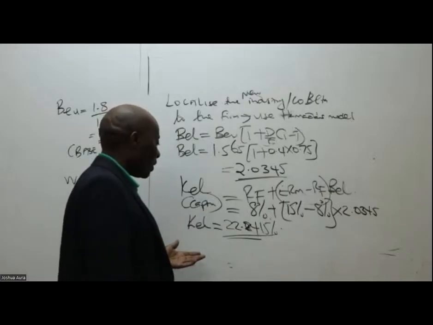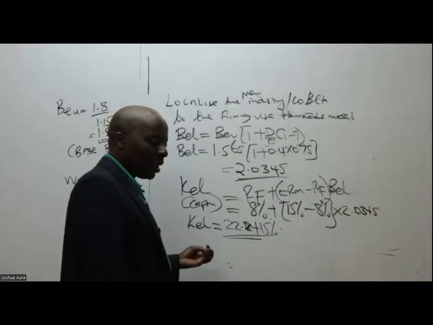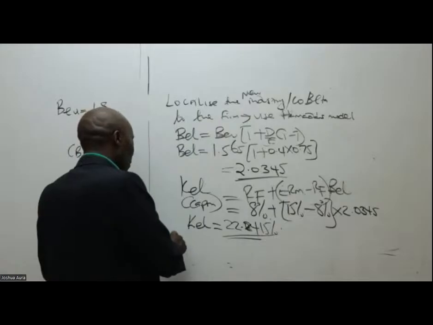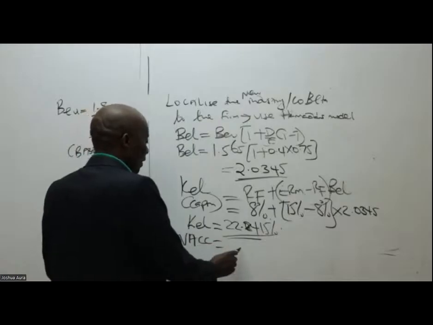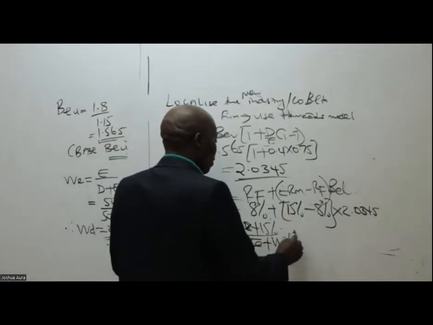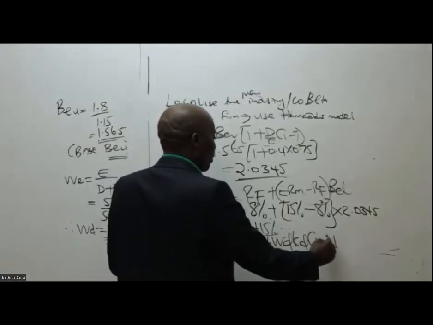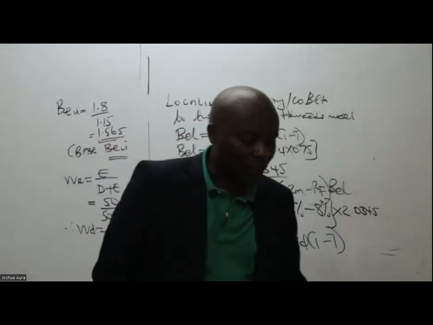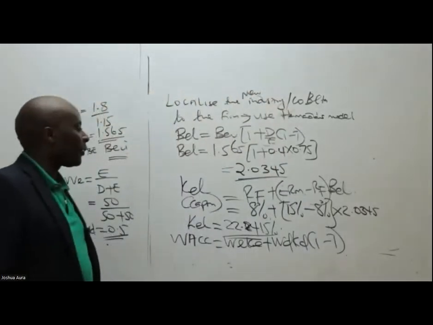So having gotten this, I know discounting rates is all about WACC. So come and now give us the WACC of this organization, which will be weight of equity times cost of equity, plus weight of debt times cost of debt, into 1 minus tax, like that.